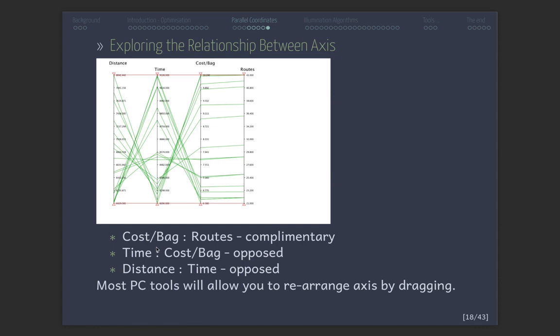The other thing we should look at here is the relationship between the axes. So the vertical axes, as we will recall, each represent one particular problem objective or dimension. And by looking at the shape made by the polylines, we can very quickly establish the fundamental relationship between axes. So if we look at the relationship between cost bag and routes, that is a complementary relationship. We know that because we see the lines between them are basically horizontal. Distance and time, however, we see that most of the lines go at an angle and cross in the middle, so that is a more opposed relationship. Most parallel coordinates tools will allow you to rearrange axes by dragging in order to put particular axes next to one another in order to see the relationship between them.